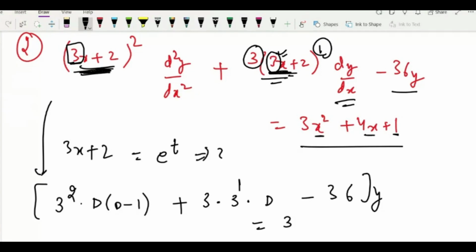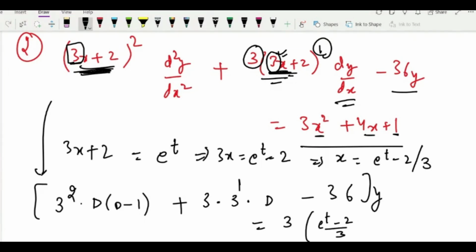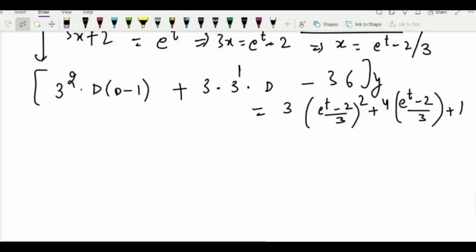So we can write 3x is equal to e raised to power t minus 2 and x is equal to (e raised to power t minus 2) upon 3. So our x becomes ((e raised to power t minus 2) upon 3) square plus 4 ((e raised to power t minus 2) upon 3) plus 1. So this is our converted equation.